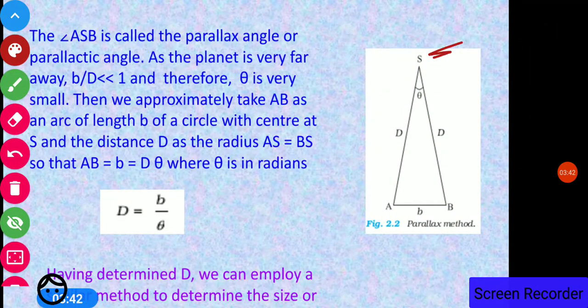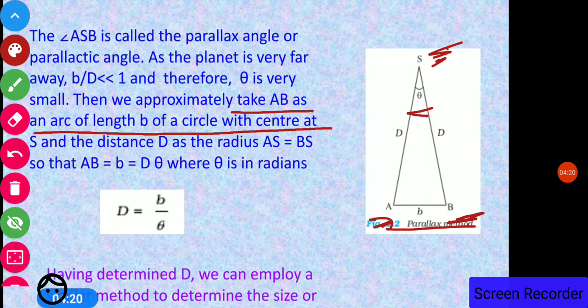This is the planet, and A and B are the two observatories placed on the earth. These observatories are placed at a distance b on the earth. Now when the planet is observed from the observatory A, and again from the observatory placed at B, then the angle between these two directions is taken to be theta. This angle is to be calculated. Then we approximately take AB as an arc of length b of a circle with distance d.